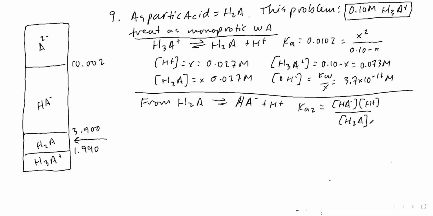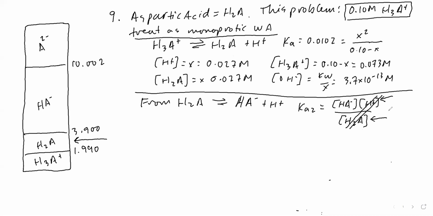All right, we recognize that we know the H plus concentration, and that's right here, 0.027 molar. We know H2A. That concentration is also 0.027 molar. And because those two concentrations are the same and they're in the numerator and denominator, they cancel. And we see that the HA minus concentration is going to be equal to, or very close to, Ka2.